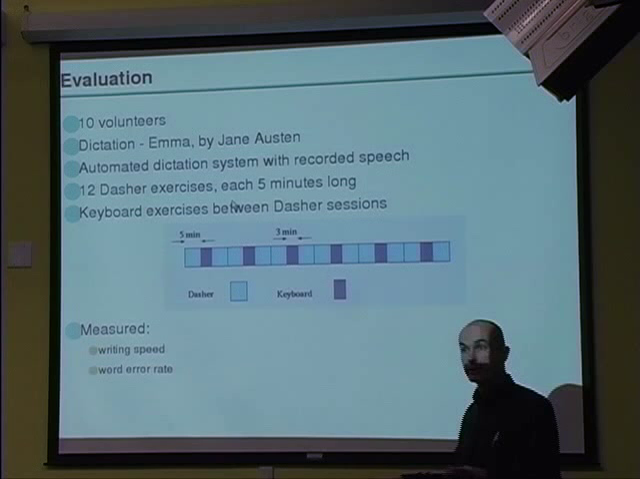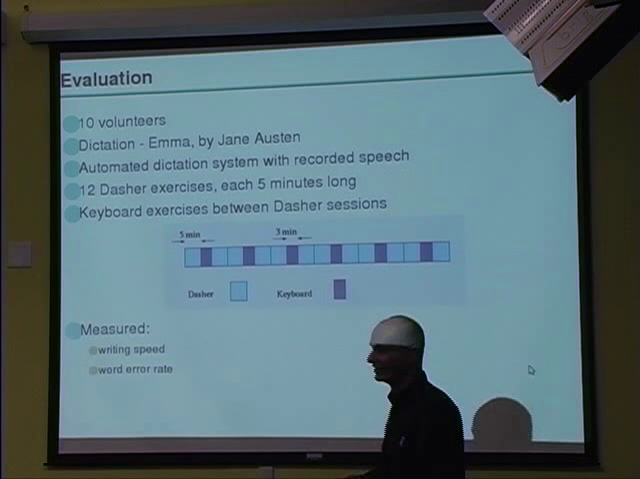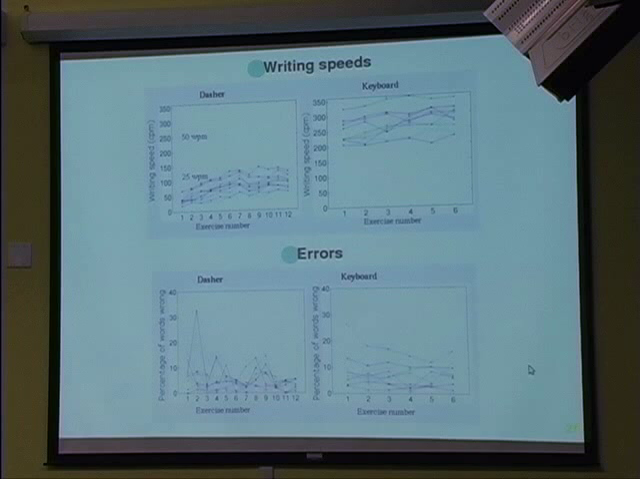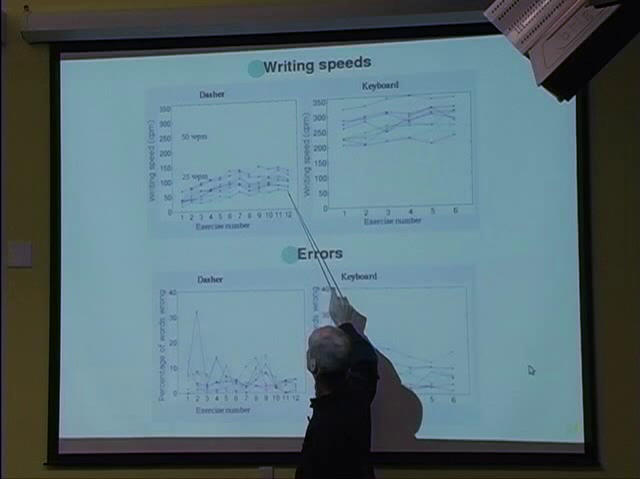And these sessions were mixed up with keyboard dictation sessions to check that it wasn't just that they were getting good at taking dictation. And David measured their writing speed and the word error rate. The writing speed is shown up here. Bottom of the class started out at about 5 words per minute, and after an hour of practice was still bottom of the class and going at about 10 words per minute.